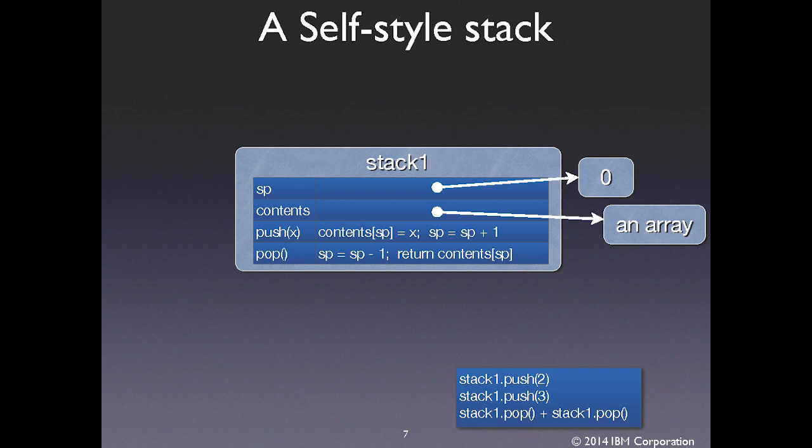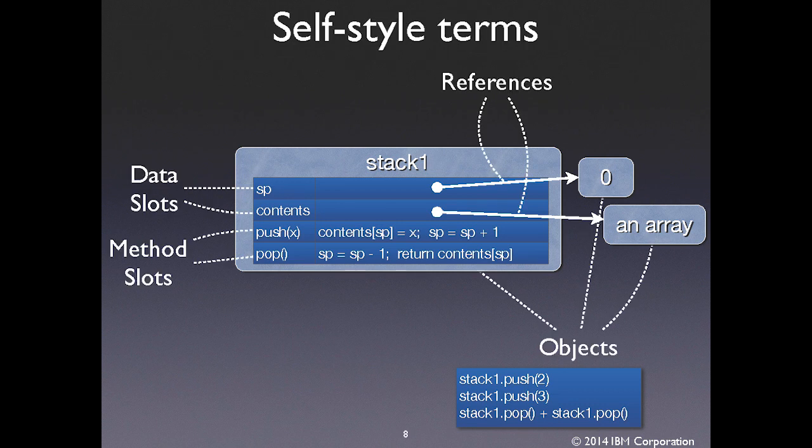To introduce the diagrams I'm going to use, here's a Self stack. There's the object. There are 2 more. In fact, I have labels for you. These things are called slots. The top 2 hold data, the bottom 2 hold code. And there's some code that might use our stack.